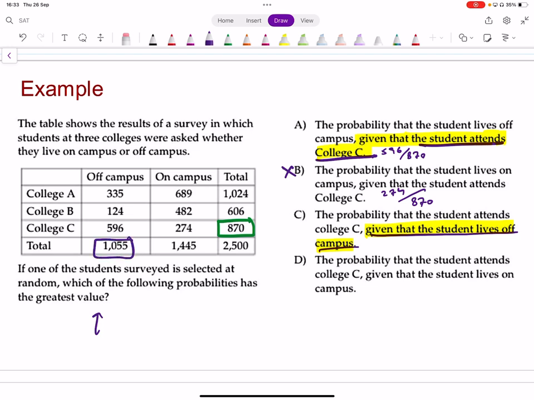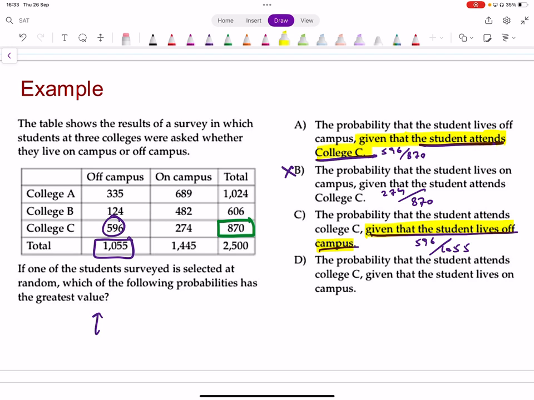1055. This is the number that we are selecting from. Is that okay? 1055. That is your denominator. Out of these, what's the probability that the student attends college C? 596 over 1055. Is that okay?